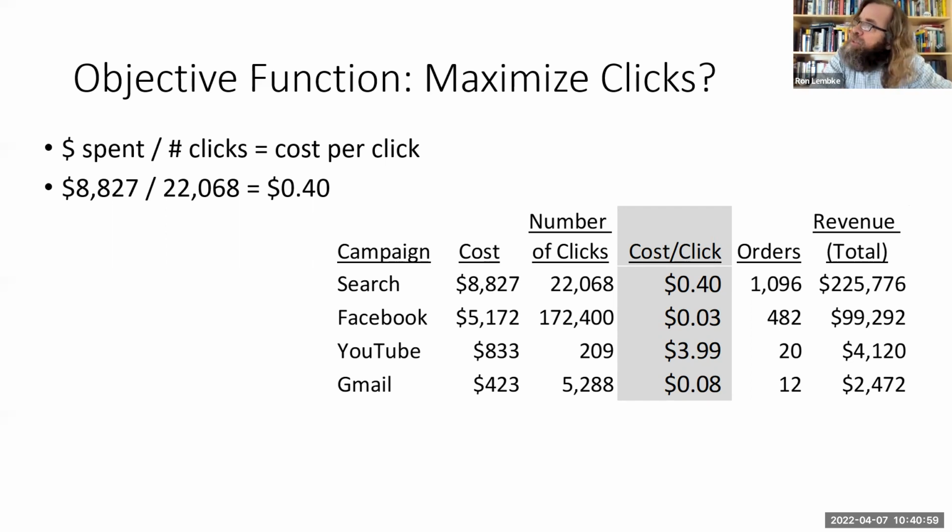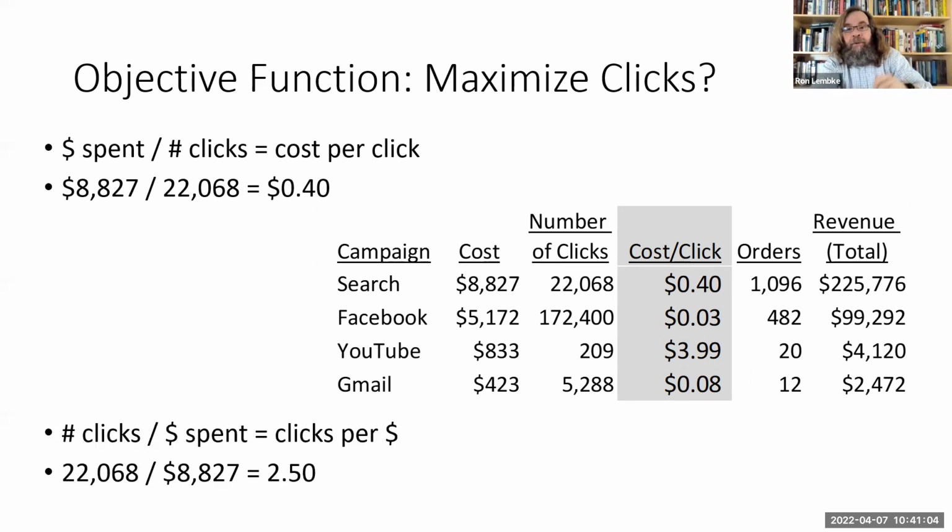But that seems like we would want to minimize that. Another way we could look at that would be to flip that around, do the fraction upside down, and calculate the number of clicks that we get per dollar that we spend. So we could take the number of clicks and divide by the cost and realize, okay, we get 2.5 clicks per dollar spent.